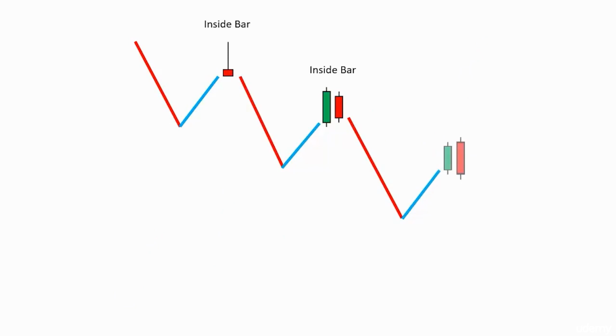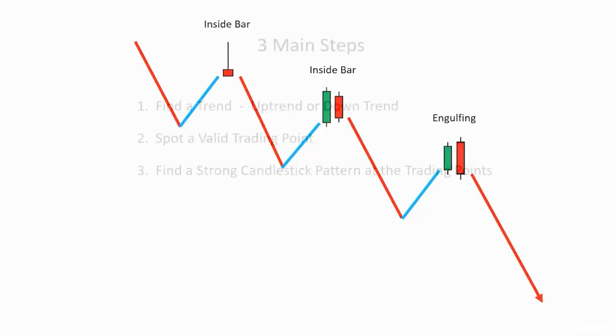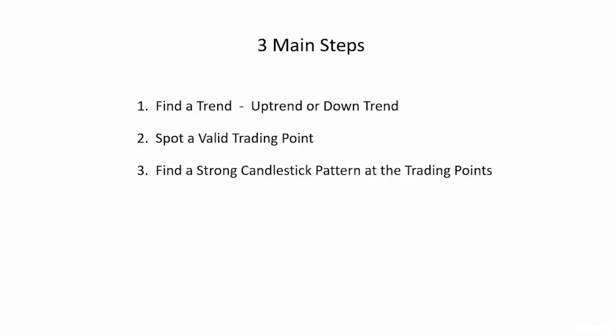In the same way, to trade in a downtrend market, wait for any of the strong bearish candlestick patterns to form at the lower high points to trigger a short trade entry. So these are the three main steps to trade in a trendy market.